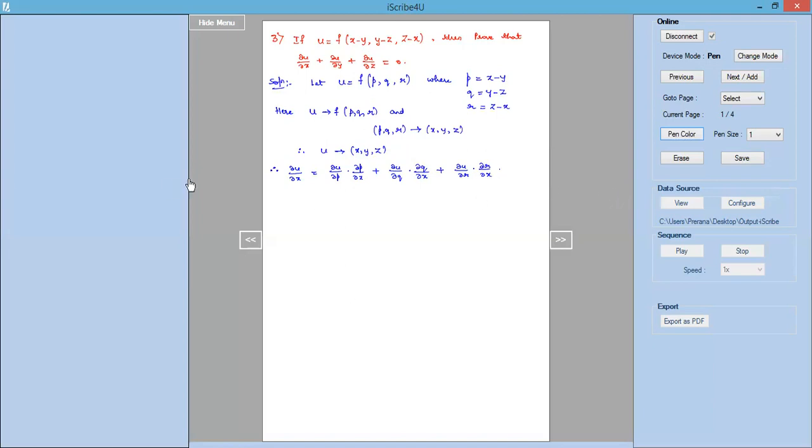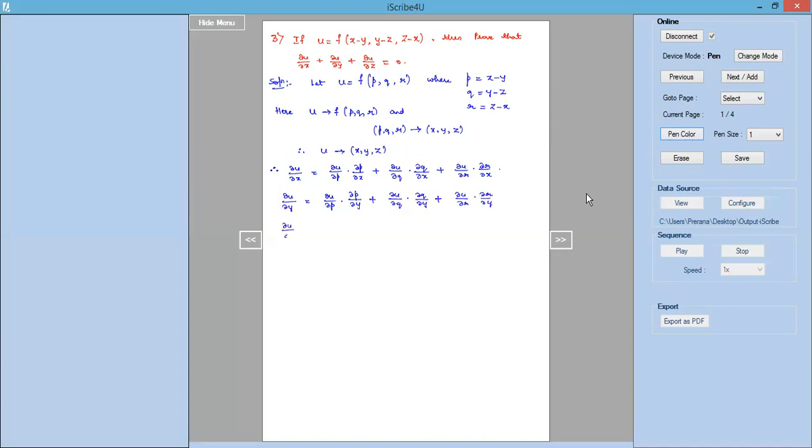Now similarly, we will write down the remaining two formulas, that is with respect to y and z. So dou u by dou y will be equal to dou u by dou p into dou p by dou y plus dou u by dou q into dou q by dou y plus dou u by dou r into dou r by dou y.